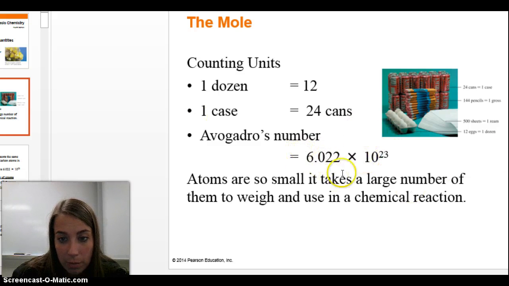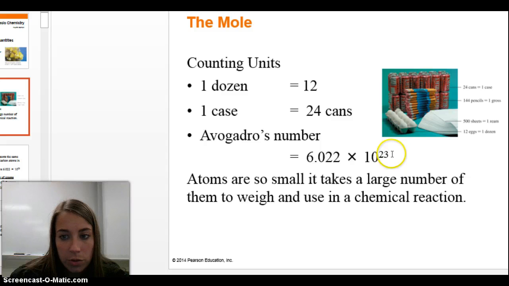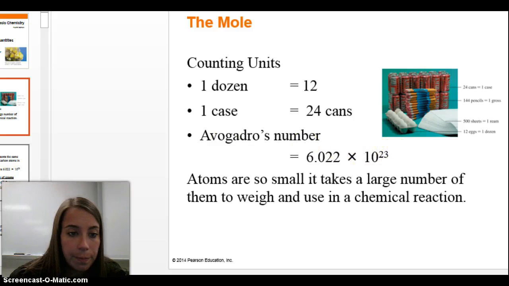Why is it such a big number, 6.022 times 10 to the 23rd? That means it has 20 zeros after that. It's really big because atoms are really small, so it takes a large number for us to weigh them and use them in a calculation, in a chemical reaction. So the mole is a quantity, just like a dozen or a case, and the number is Avogadro's number, named after Avogadro, and it's 6.022 times 10 to the 23rd. So knowing how to use this number in scientific notation is going to be really important in this unit.